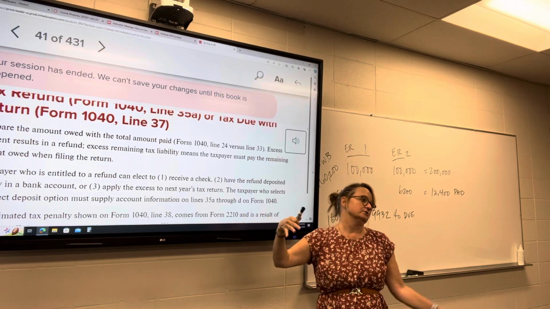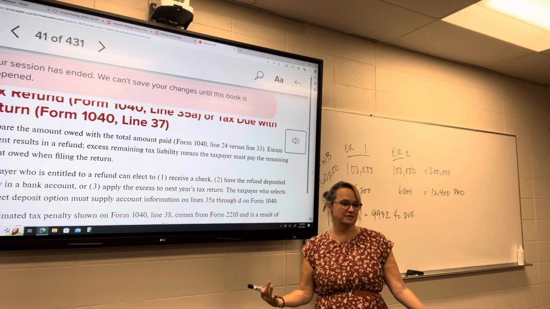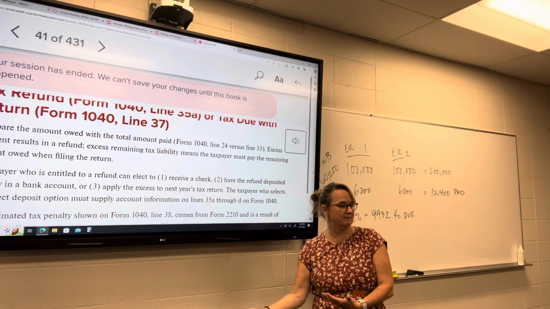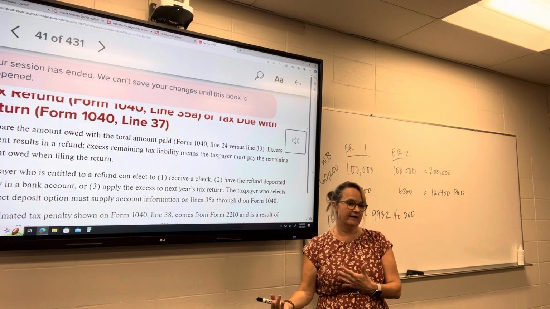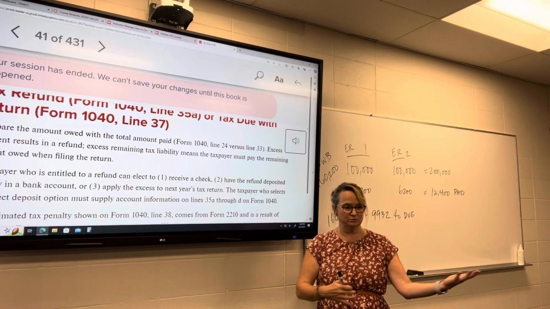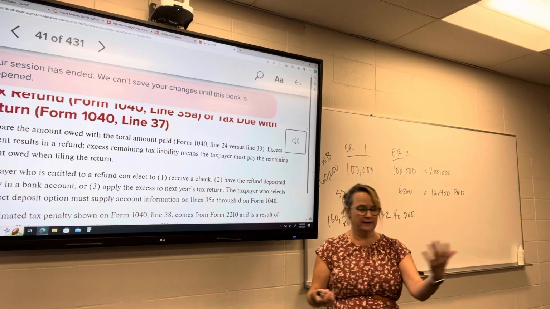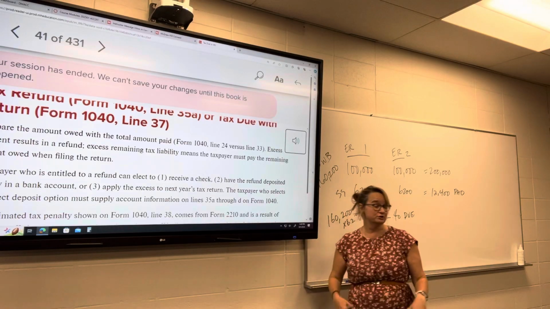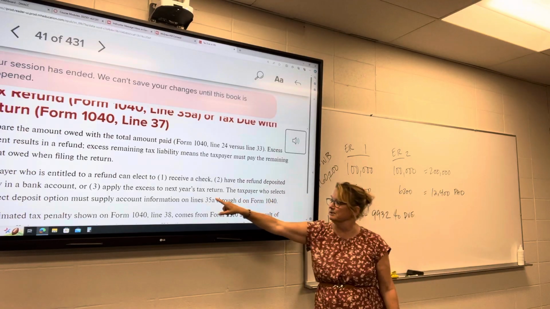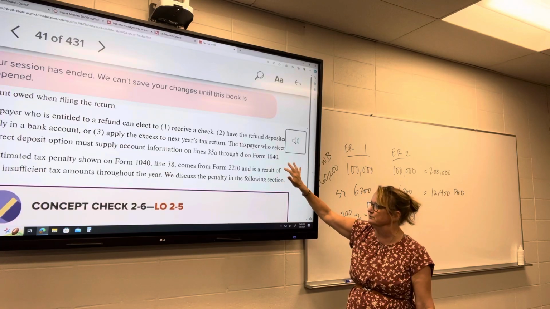And remember, your first estimated payment is due April 15th. If you're filing your tax return close to April 15th, and you're going to have to make your first estimated payment April 15th, and you are owed a refund, well, you might as well just tell them to keep it and apply it to that first estimated payment, right? Then it would reduce or maybe even eliminate that first estimated payment that you have. So you can apply the excess to next year's tax return. A lot of people do that.